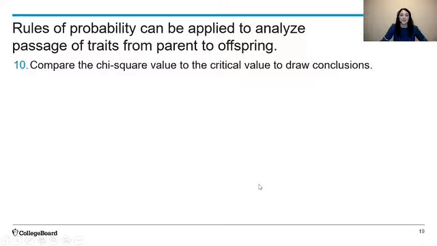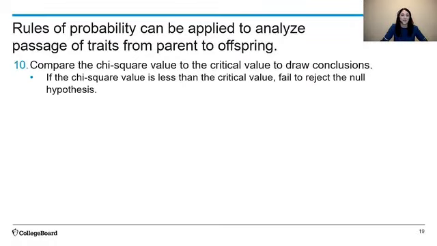In my last step, I want to compare that chi-square value to my critical value to draw conclusions. This is something you have to remember: if the chi-square value is less than the critical value, then you're going to fail to reject the null hypothesis.